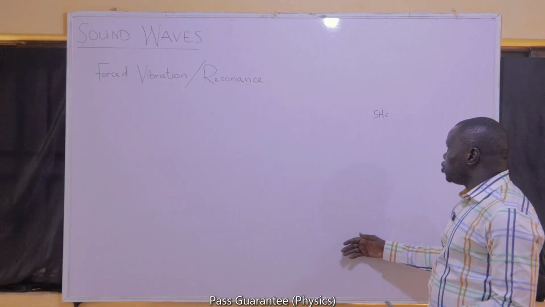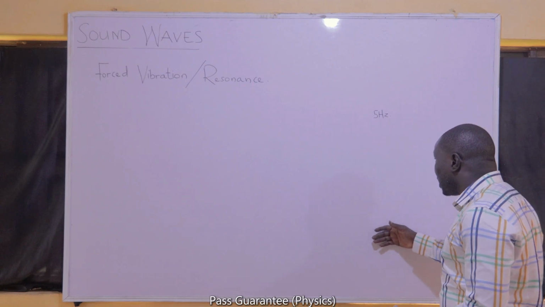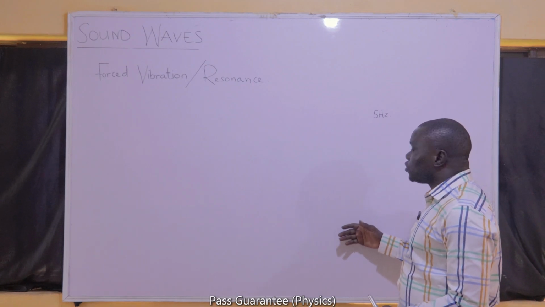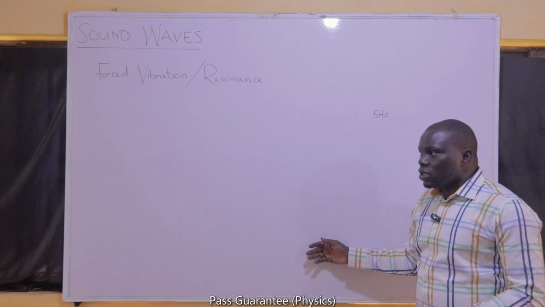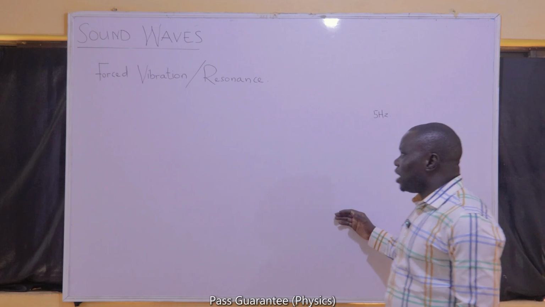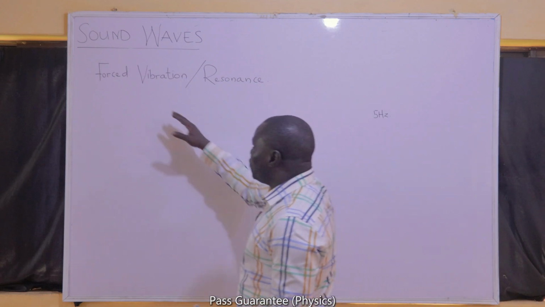If I hit it with 2, it will vibrate with 2. If I hit it with 3, it will vibrate with 3. If I hit it with 4, it will vibrate with 4. When that takes place, I will say that the board is undergoing a forced vibration.